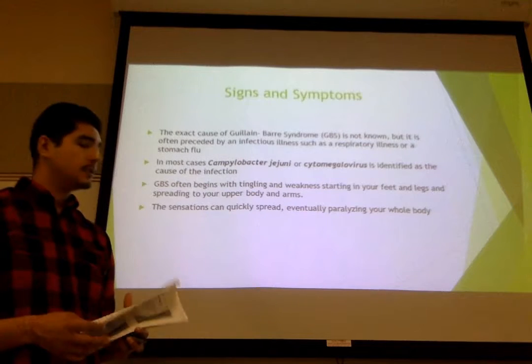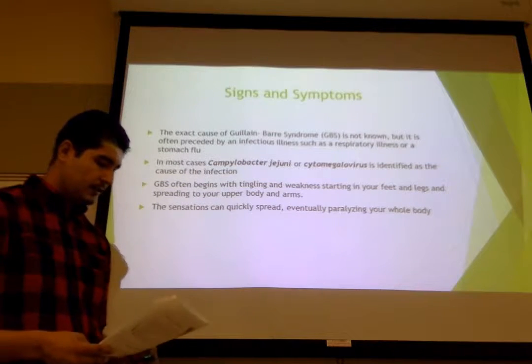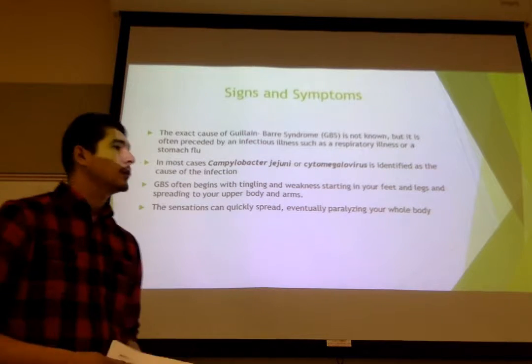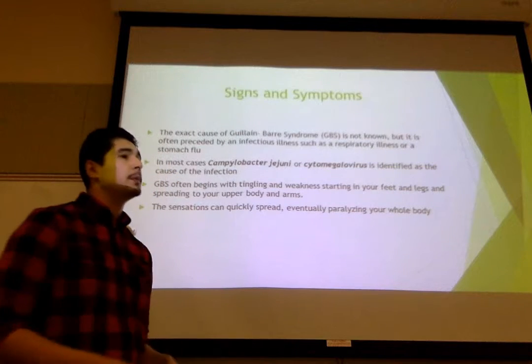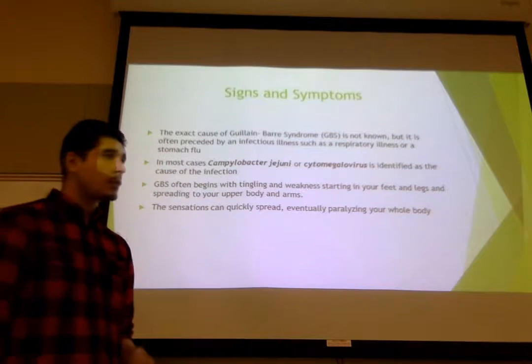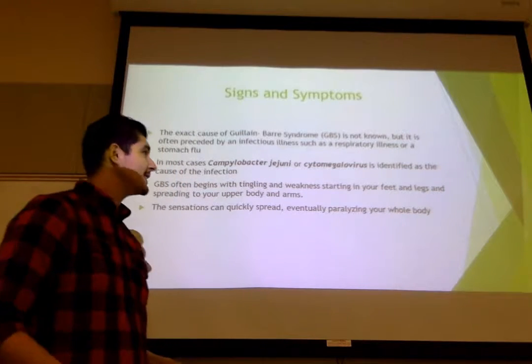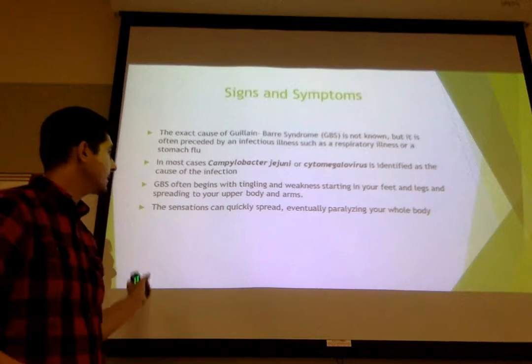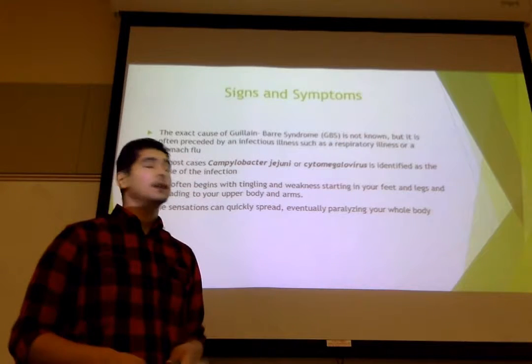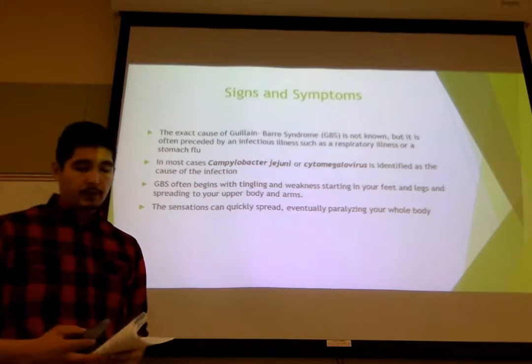Guillain-Barre syndrome often begins with a tingling and weakness starting at your feet and legs and quickly moving upwards to your upper body and arms, commonly known as ascending paralysis. And the sensation would eventually spread and it could paralyze your whole body.